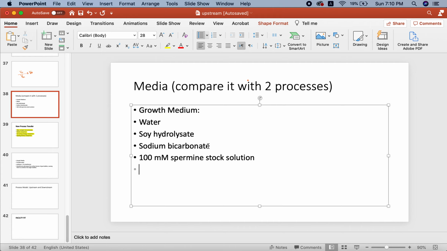Glucose feed 50% solution, feed glucose stock solution, etc. 1 molar sodium carbonate, feed sodium carbonate monohydrate, etc. Manganese sulfate stock solution, manganese sulfate monohydrate, cupric sulfate, spermine stock solution.